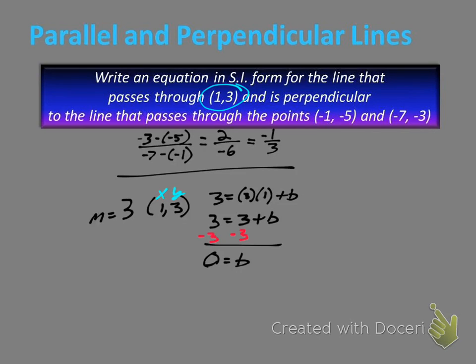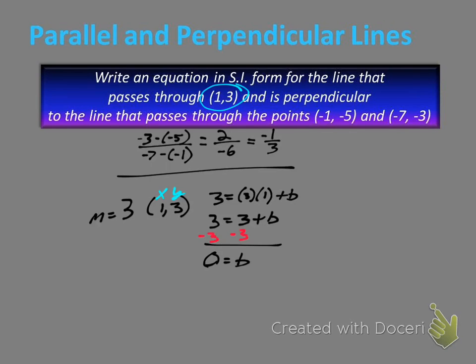Can your y-intercept cross at 0? Yeah, that's cool. Okay, because 0 on the y-axis is the same as 0 on the x-axis, which is also known as the origin.